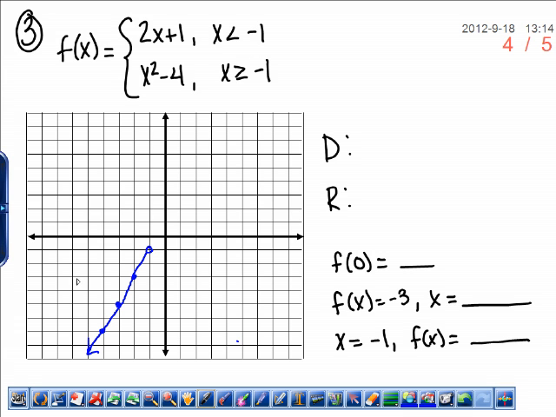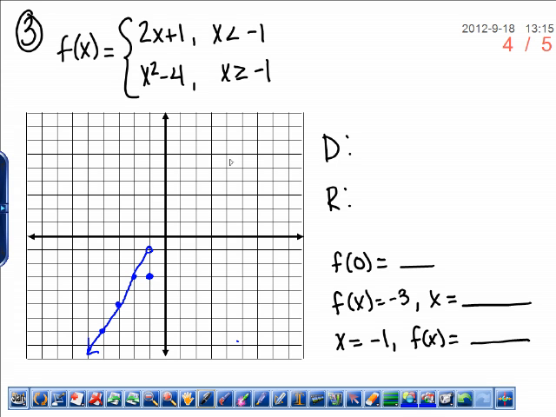Yes. Okay, so now cover up the left side of the graph because we're going to switch to the other function. Now I want to deal with x squared minus 4 for x values greater than or equal to negative 1. So again, the first value I'm going to plug in is negative 1. So negative 1 squared, 1. 1 minus 4, negative 3. So at negative 1, negative 3, what kind of point do I have? Closed.